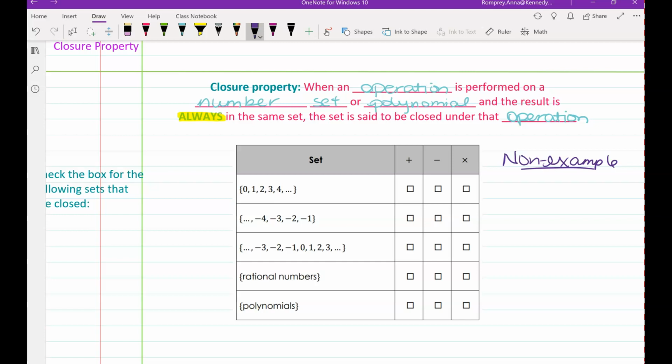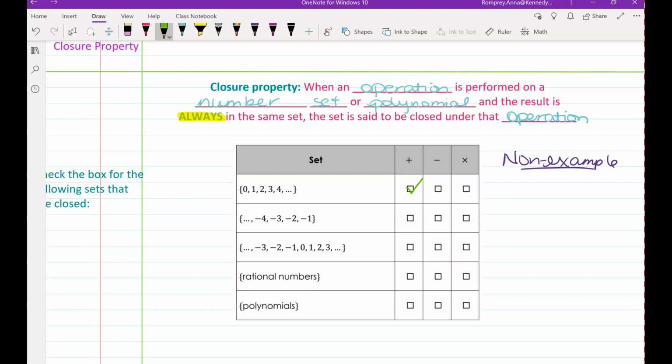Okay, so we're talking about the set of whole numbers. So are our whole numbers closed under addition? So if I add any two whole numbers, will I get a whole number? Yes, my result will always be a whole number. All right, how about subtracting? If I subtract any two whole numbers, will it still be a whole number?